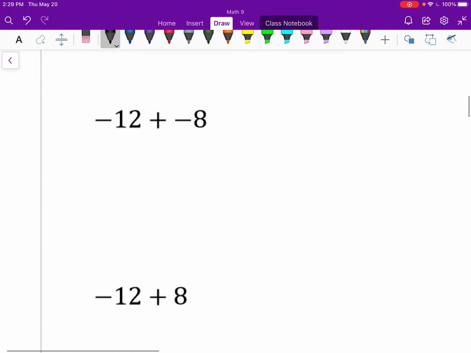Look at these one at a time. What about negative 12 plus negative 8? Well, I've already mentioned that adding a negative is the same as just subtracting. So this is equivalent to negative 12 take away 8. So what is that? Well, I'm at negative 12, and I'm losing 8 more. I'm already in the negatives, starting at negative 12, and I'm losing 8 more, so I'm even more into the negatives. So that brings me to negative 20.